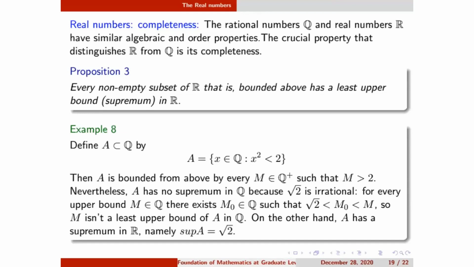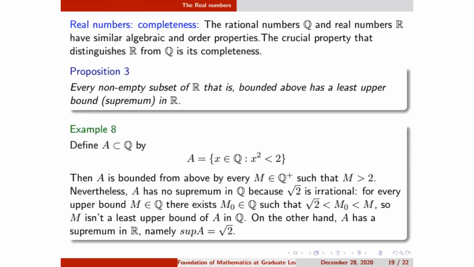Why? Root 2 is a real number, because what is a real number? A real number is the union of rational numbers and irrational numbers. In the set of real numbers, both the rational and irrational numbers come. So A has a supremum in R. So in this way, R is complete and Q is not complete. So in this way, we can say the set of real numbers is distinguished from the set of rational numbers.